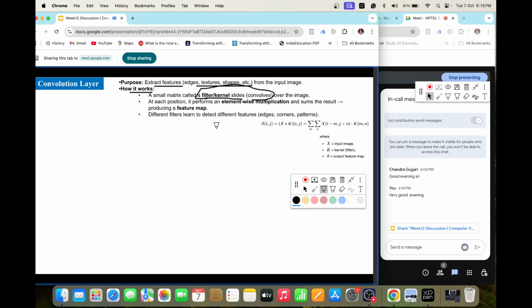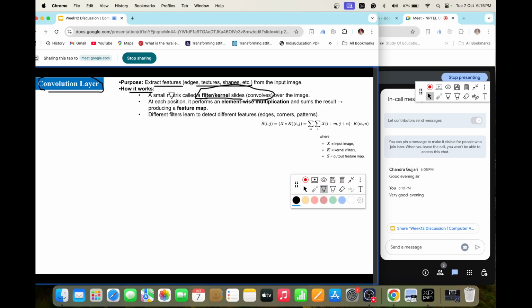The input is your image, and its dimension is your width W, your height H, and your depth, which is the number of channels. So if I have a 28 cross 28 image, the input dimension is 28 cross 28 cross 3. After the input we convolve it, meaning we move a filter over the image. That is why it is known as the convolution operation.